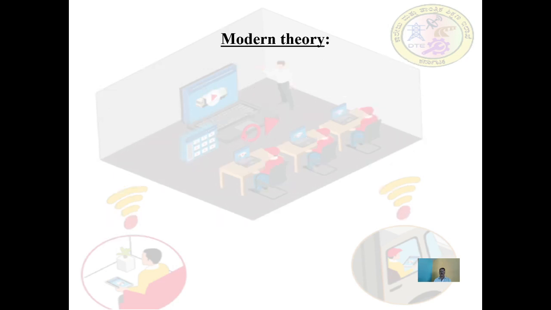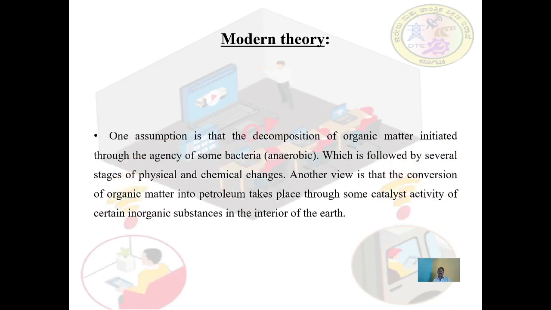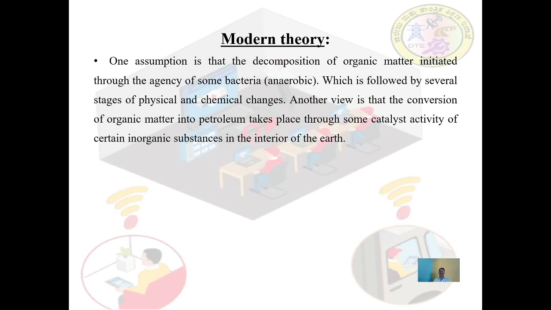The next theory is modern theory. Here, one assumption is that the decomposition of organic matter is initiated through the agencies of some bacteria, that is anaerobic bacteria, which is followed by several stages of physical and chemical changes.